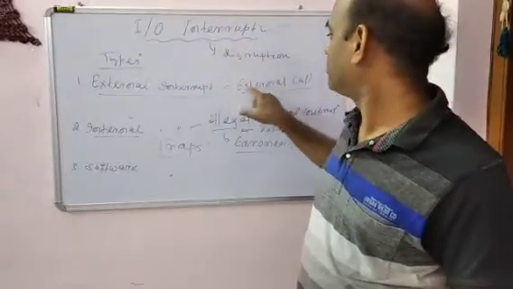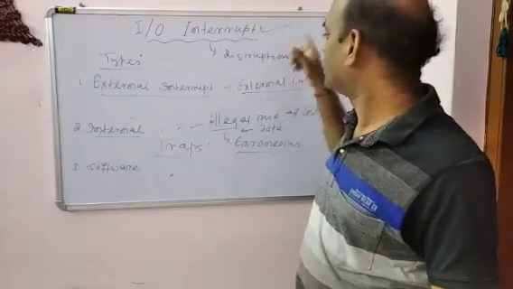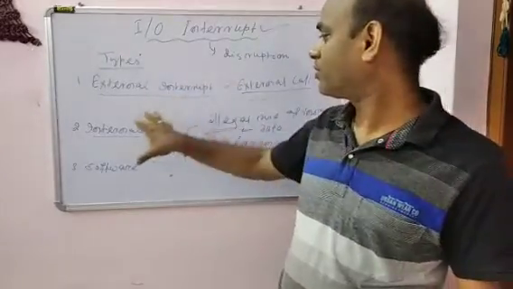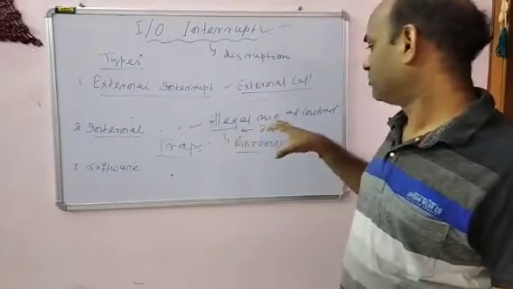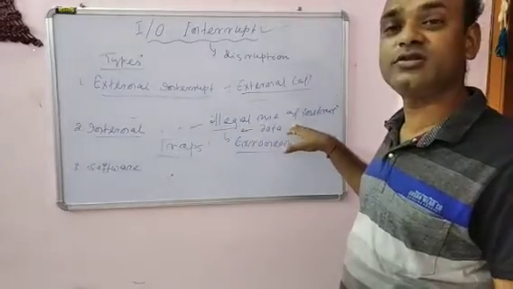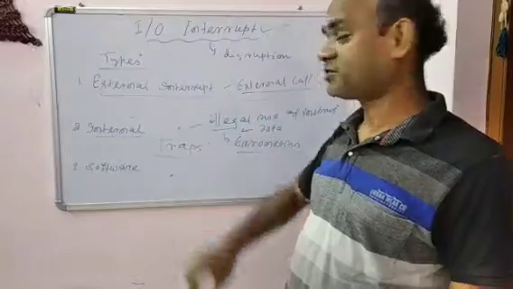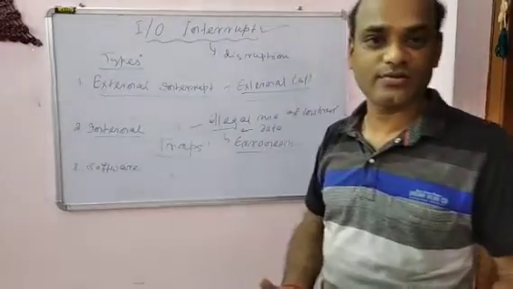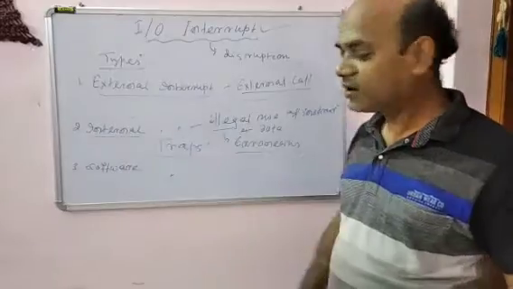So whenever disruptions occur due to an external cause, that is the external interrupt, and whenever disruption is due to illegal use of instructions or erroneous use of instructions and data, that is the internal interrupt. So internally some instructions have to be erroneous.